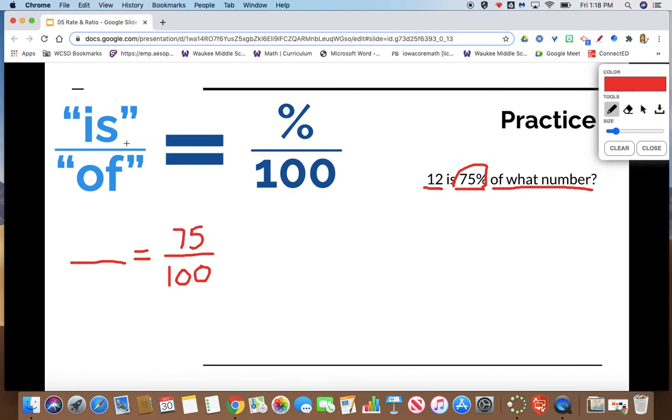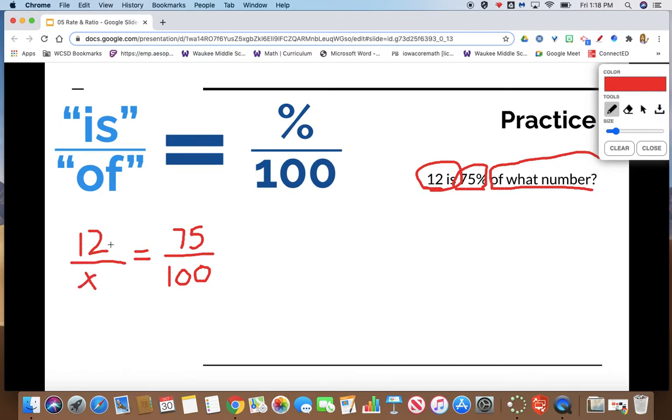Next, let's look for our is and our of. I see the number 12, and the number 12 is connected to our is. That means 12 is our part. We're going to place that on the top on this side of our proportion. That means what is missing? Our whole. Of what number? Our of is our unknown, so that's the piece we do not know.